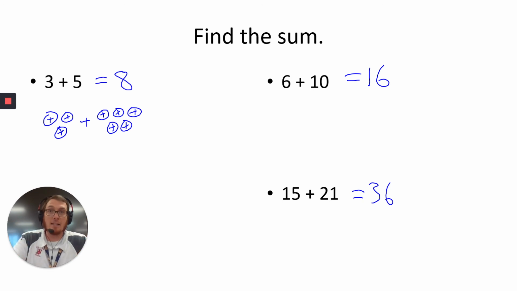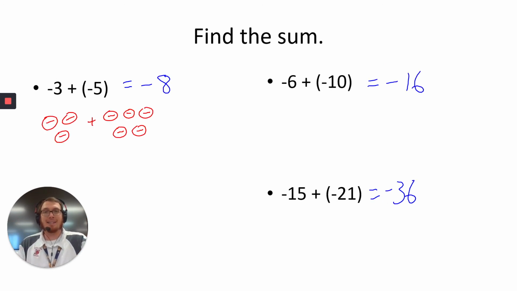Now, if you can do that slide, you should be able to do this slide. In this question, it's negative 3 and negative 5, so that's 3 negative integer counters and 5 more. And that's just adding them up because they're the same group. So that would mean I take 3 and 5 together and I get 8, but it's negative. 6 and 10 together is 16, but it's negative. 15 and 21, it's negative. Now, I know some of you are going to say, well, wait, I thought two negatives made a positive.